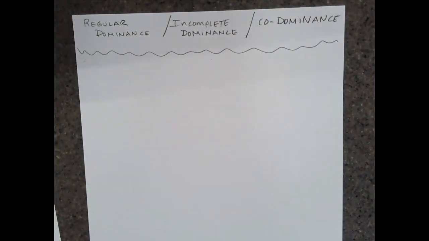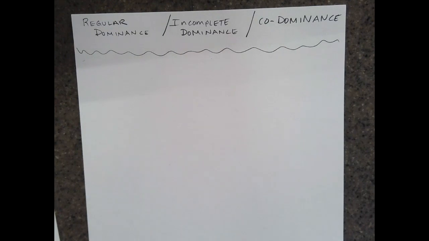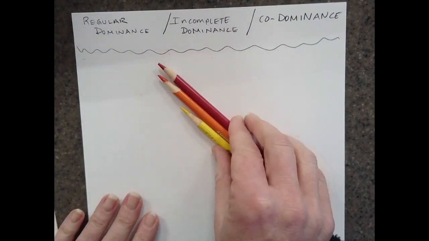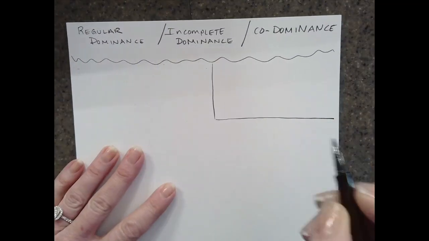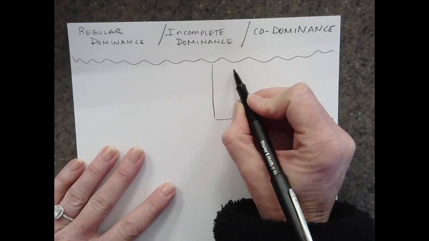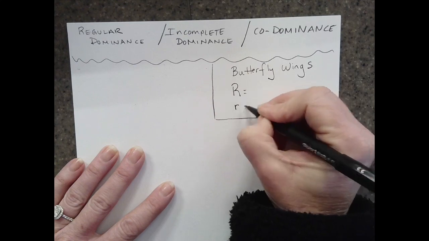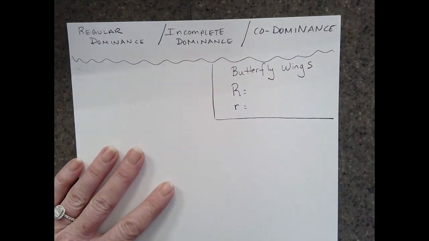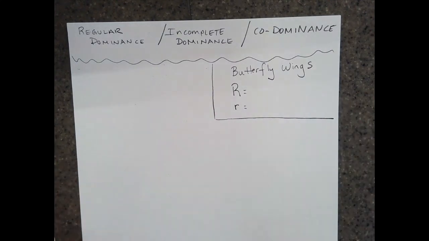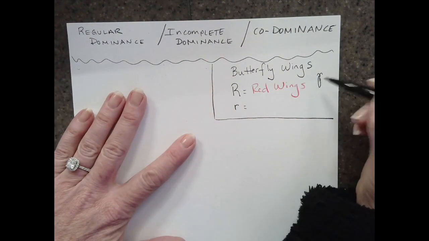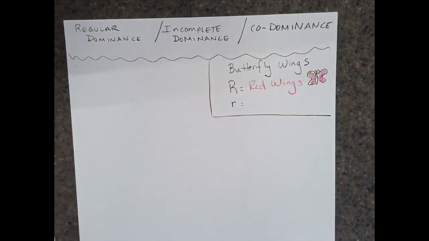There's incomplete and codominance, and I'm going to show you what those are right now. Make sure you get these three colors. You're going to need a red, an orange, and a yellow. We're going to talk about butterflies and their wings. Capital R is going to stand for red wings, and it's going to be dominant. Little r is going to stand for yellow wings.